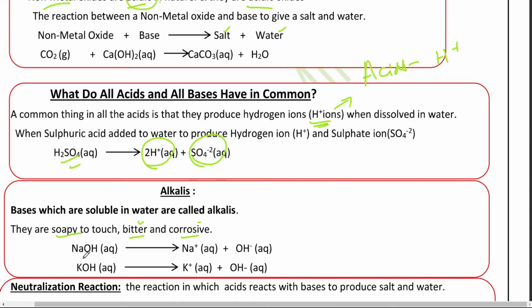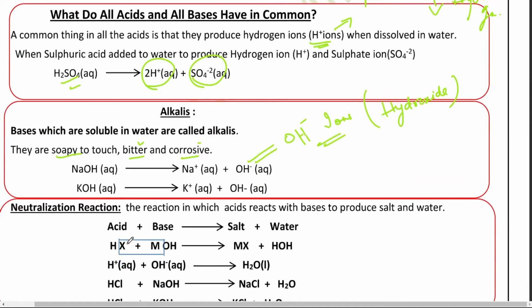For example, NaOH, sodium hydroxide, will disperse itself into sodium plus OH ions. These are the OH ions, our hydroxide ions, and this is our H plus ions. So let me write down here: hydroxide ions and these are the hydrogen ions. This releases the OH ions and this releases the H ions. So whenever they are acids, they release the H ions, and whenever they are the base, that is the alkalis, they release the hydroxide ions.